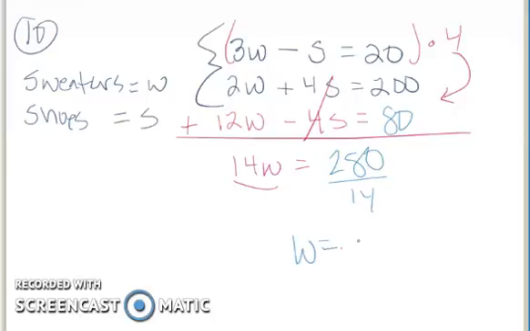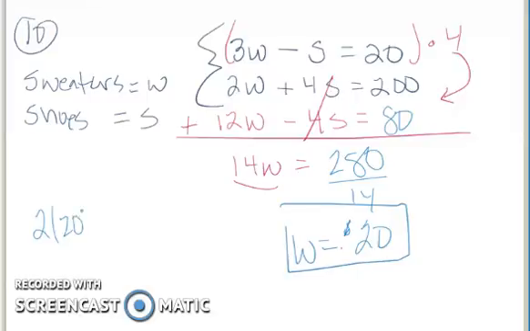W, so the cost of a sweater is going to be 280 divided by 14. Much easier math to do. So that's going to be $20. $20 for a sweater. And we can plug it back into the equation. I'll plug it into the bottom one, so we get 2 times $20 plus 4 times shoes. I don't know why I put it in parentheses, but I did. So that's going to be 40 plus 4S equals 200.